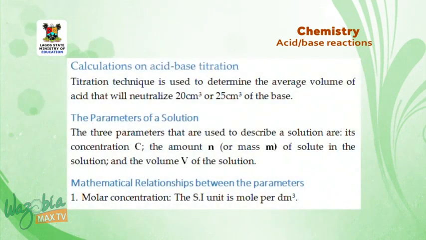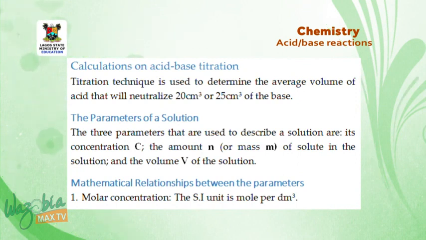Calculations on acid-base titration. Titration technique is used to determine the average volume of acid that will neutralize 20 cm³ or 25 cm³ of the base. The parameters of a solution. The three parameters that are used to describe a solution are its concentration C, the amount N of solute in the solution, and the volume V of the solution. Now let us look at the mathematical relationships between these parameters.